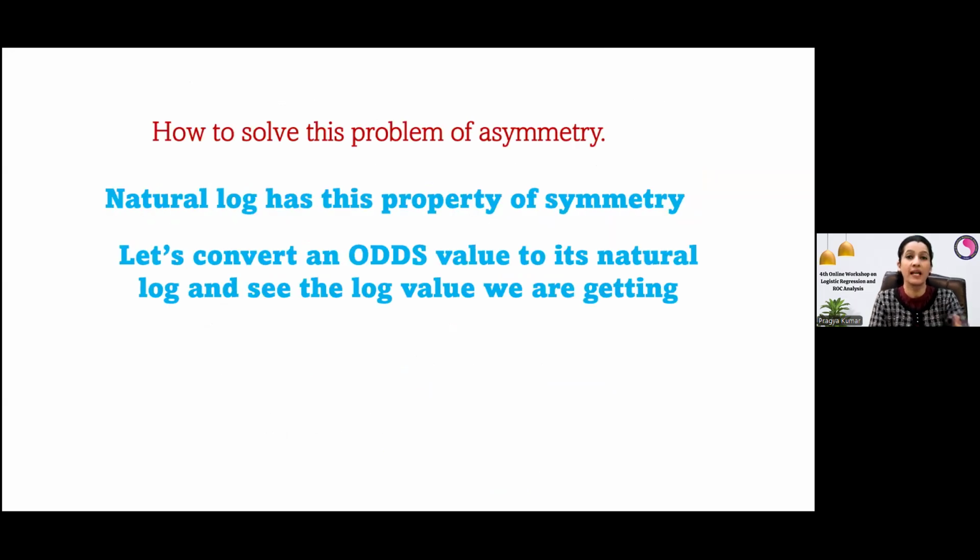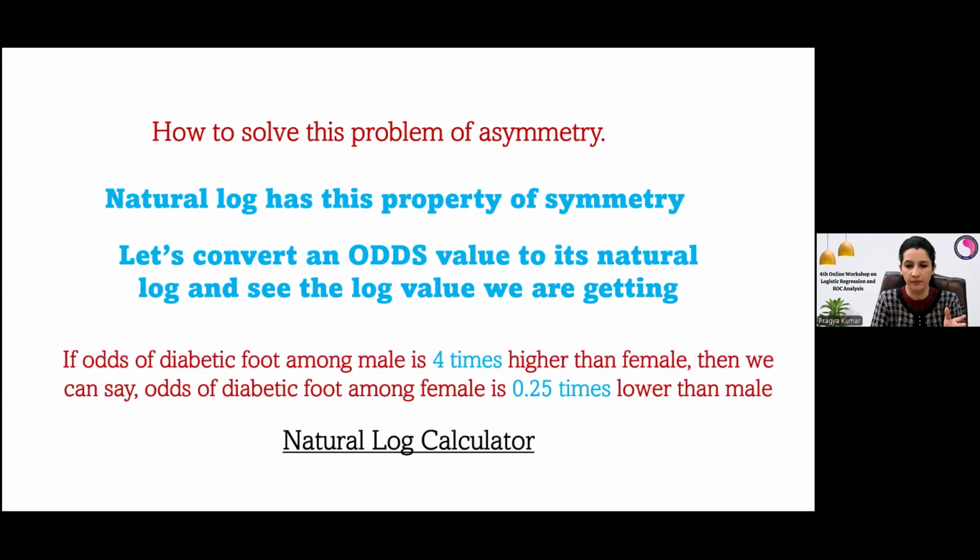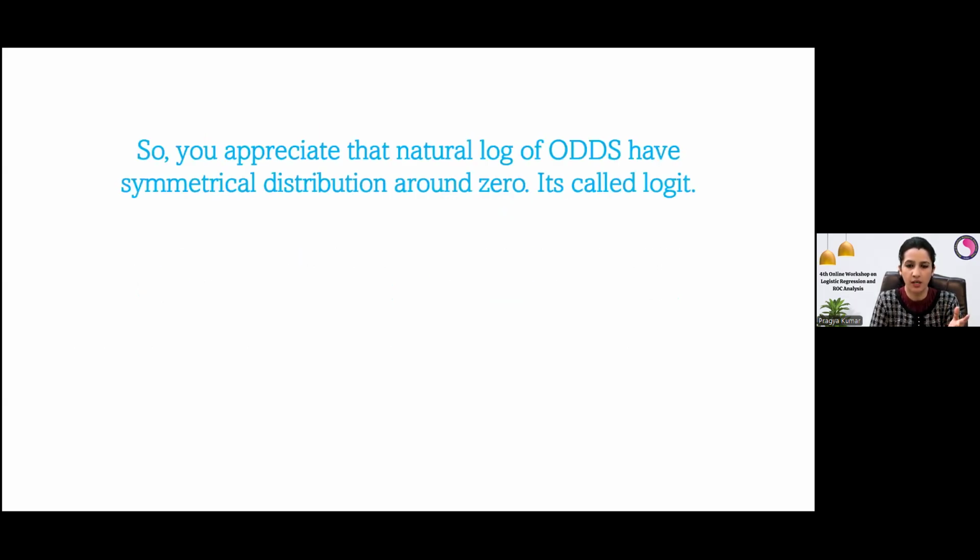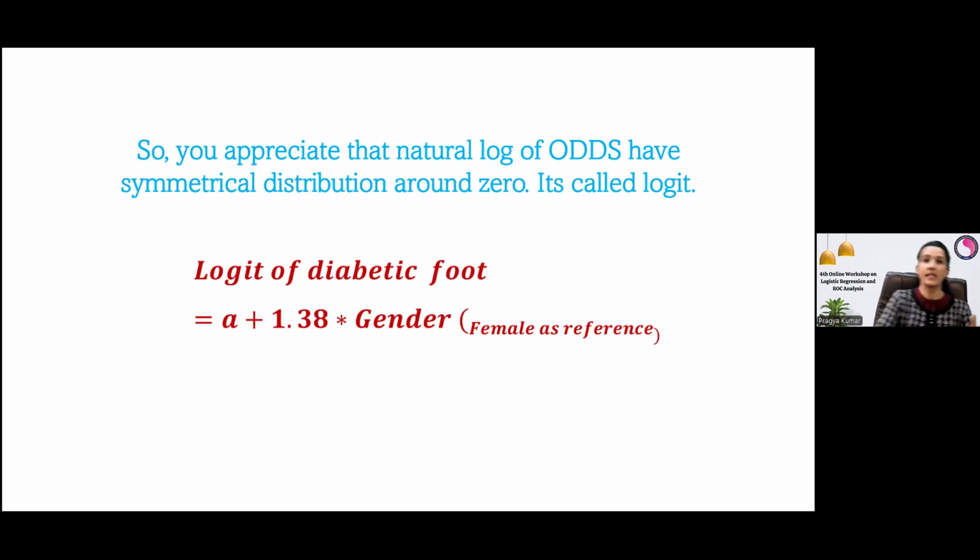So we take the natural log. If you take the natural log of this odds, then we get a symmetrical value. You can do that using a natural log calculator, and this function is known as the logit function or the link function, which Dr. Dev Kari was discussing since the beginning, and many other people have also said. If you take a natural log of this odds, it is known as the logit.